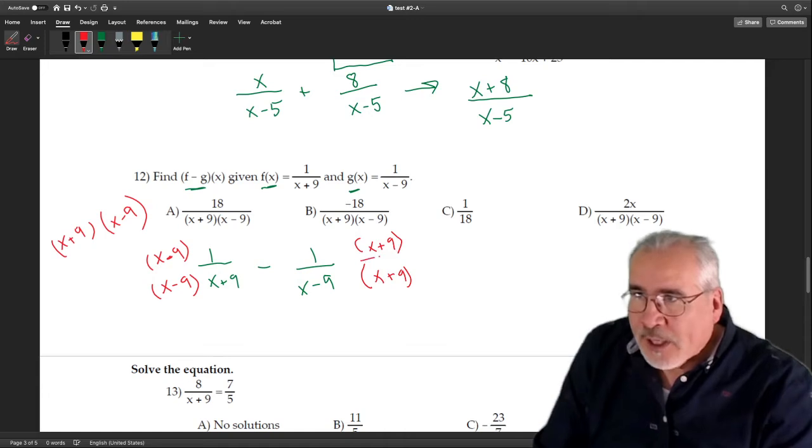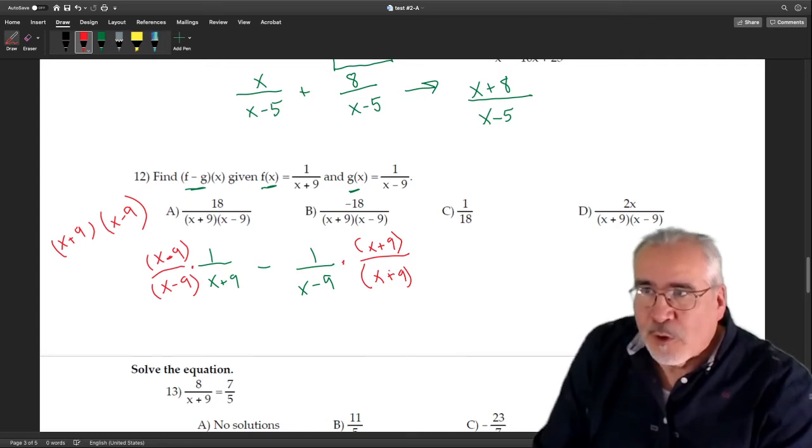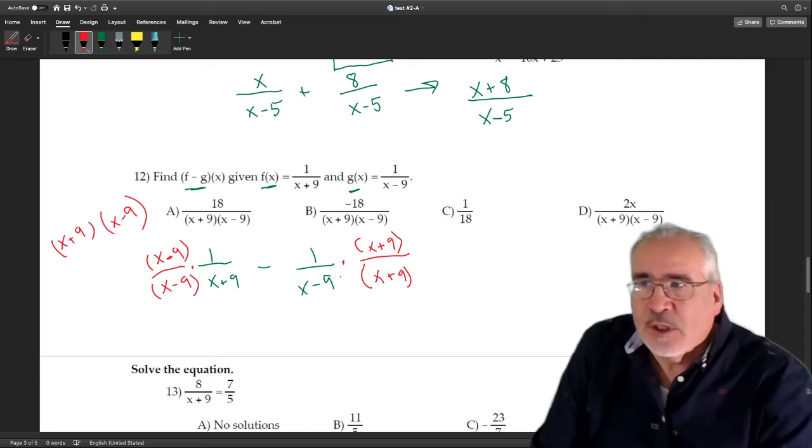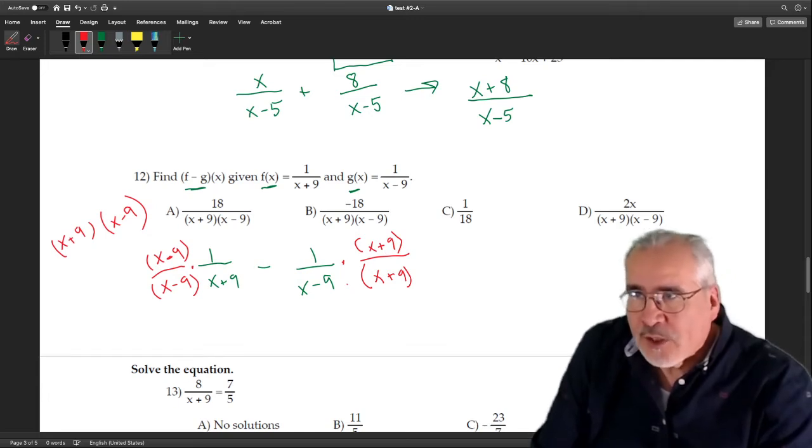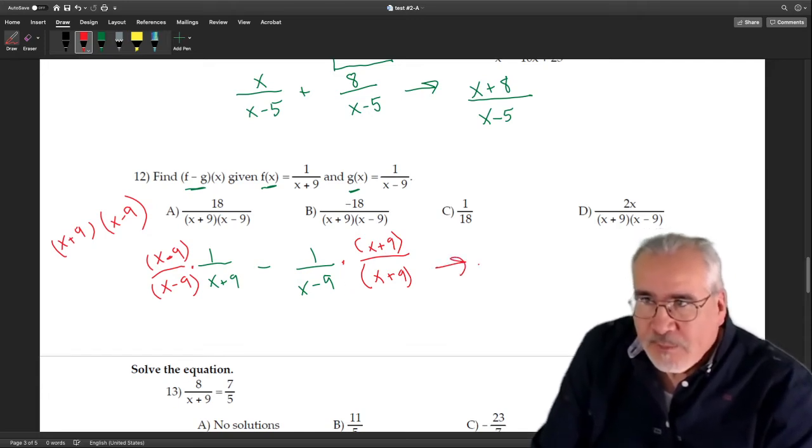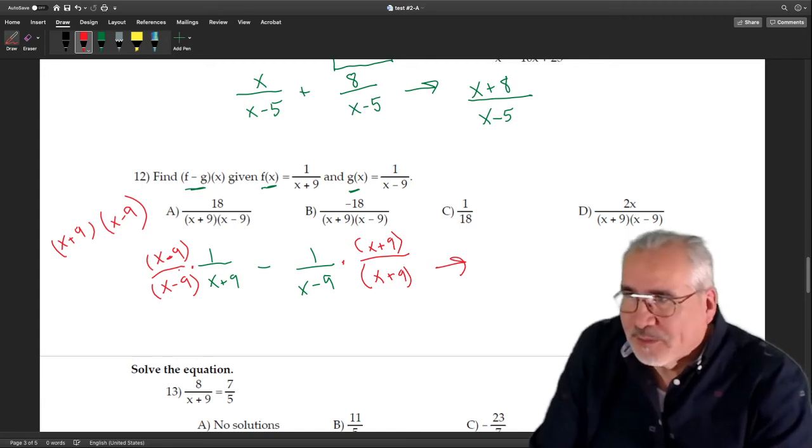And in fact what we're doing is we are multiplying by a form of 1, right? x plus 9 over x plus 9, that's a form of 1. That's just 1. When you multiply by 1, you don't change anything, except how it looks. I guess it changed something, but you don't change the value.